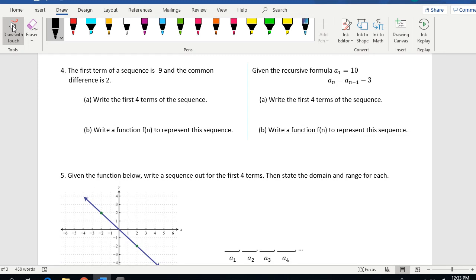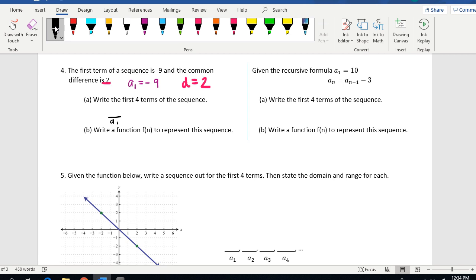All right, let's try number 4. So the first term of a sequence is -9, and my common difference is 2. It first wants me to write the first 4 terms of the sequence. So again, a sub 1 is -9, and my common difference is a positive 2. So d equals 2. All right, so I'm going to start writing.